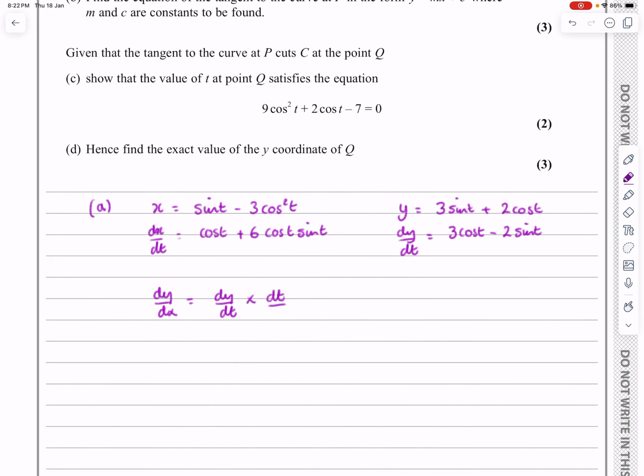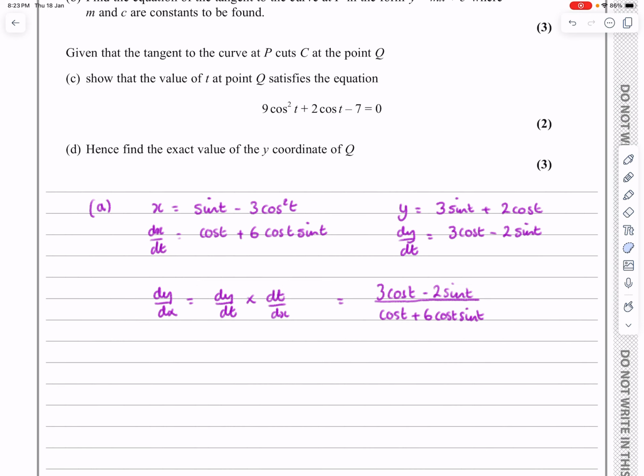the dx by dt needs to be turned upside down. Dy by dx is dy by dt times dt by dx. If I actually flipped that upside down, but this is relatively standard, so what that's going to mean is I'm going to get dy by dt, 3 cos t minus 2 sine t, but if I'm timesing by dt by dx, I'm basically doing 1 over, which means I can just do divided by cos t plus 6 cos t sine t. So if you've done any practice of this sort of thing, that should not be a surprise to us at all when we're doing that.